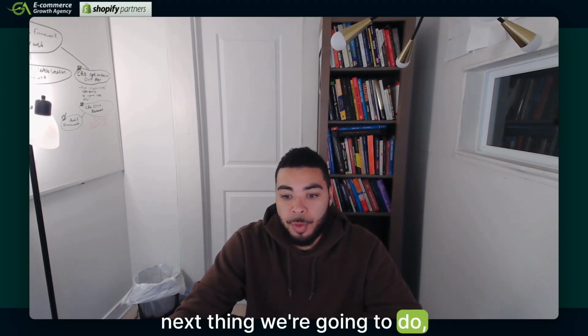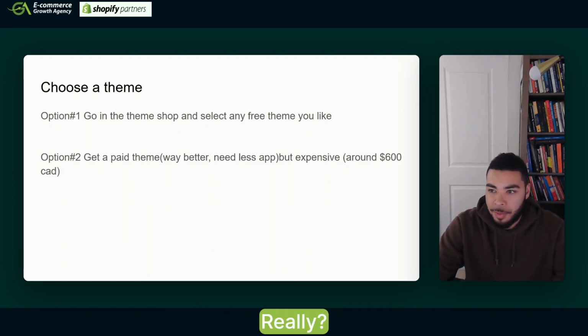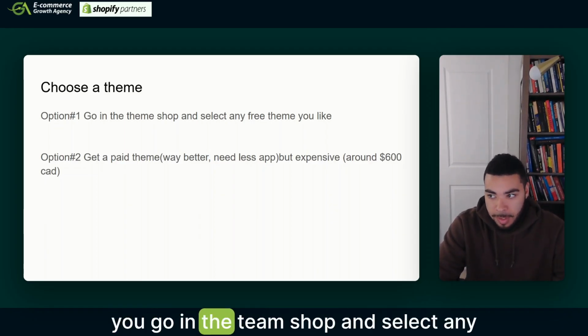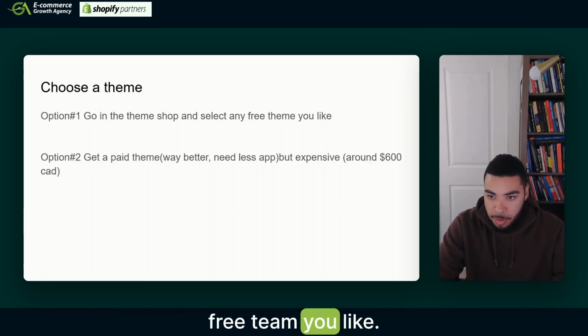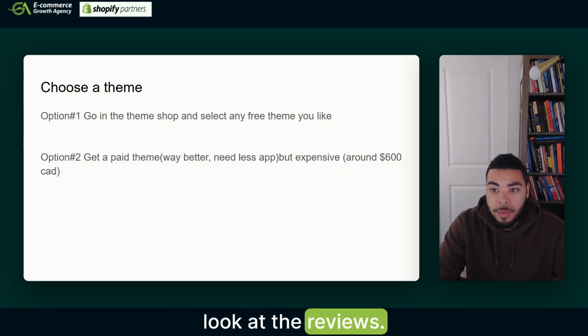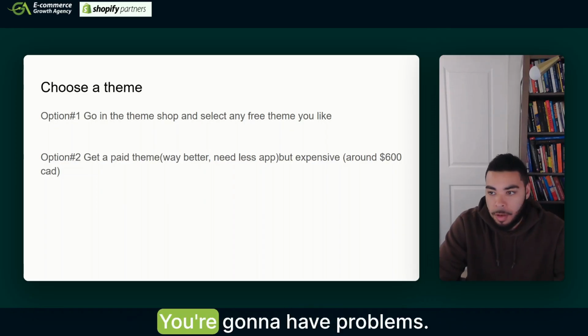The next thing we're going to do is move on to choosing a theme. When choosing a theme, you have two main options really, the two that I prefer. Option number one, you go in the theme shop and select any free theme you like. You look at the themes and choose the ones you like. Look at the reviews. Important: if you see there are bad reviews but it looks good, don't take it. You're going to have problems.